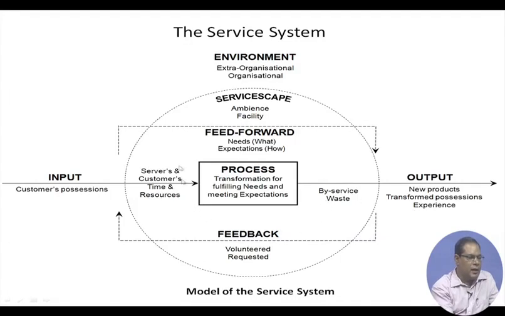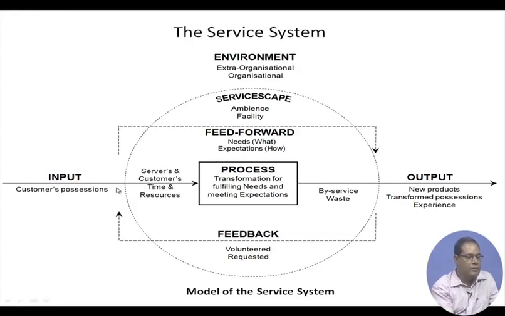Now in this Servicescape, the Servicescape has some ambience and some facility. Ambience is the sum total of the atmosphere which is there within the Servicescape, whether it is too hot or too cold, or whether it is comfortable. So that is the ambience. And then there is the facility, that means the tools and equipment which are kept there, whether they are clean and tidy and things like that. So that is the facility.